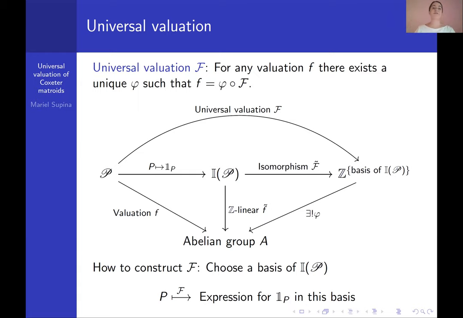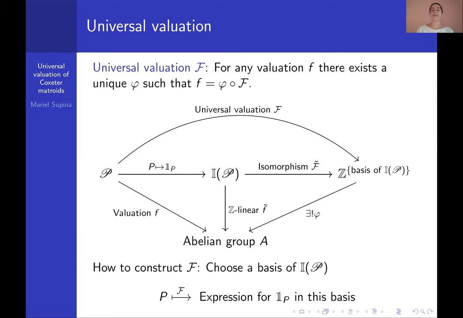the universal valuation be as general as possible and not lose any information is to write our polyhedron. So take the polyhedron, send it to its indicator function, and then just write that out in terms of a basis. And that doesn't lose any information that we would need to define a valuation. So that's going to be what a universal valuation should look like.